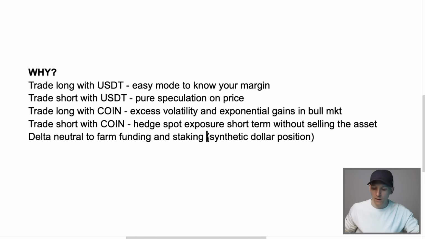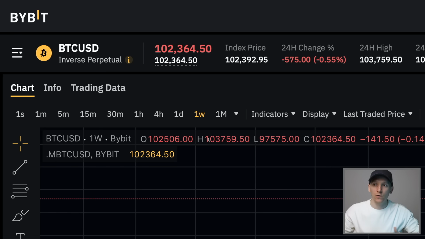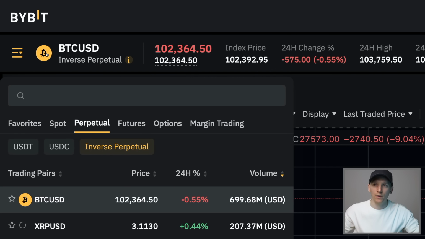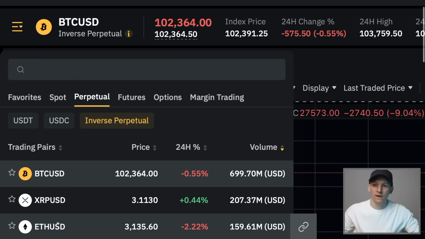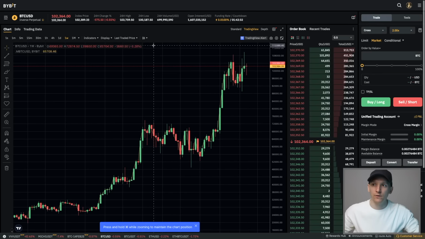Why on earth would you do that? Well, there's ways to actually gain yield out of the market whilst doing that. For example, Ethereum is a staking asset which pays a staking reward. You may want the staking reward, but you may not want the price exposure to the underlying asset. So you can trade Ethereum here, like this Ethereum, and what you do is you take a delta neutral position.